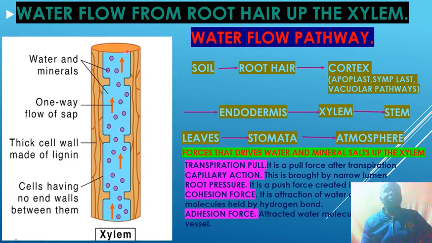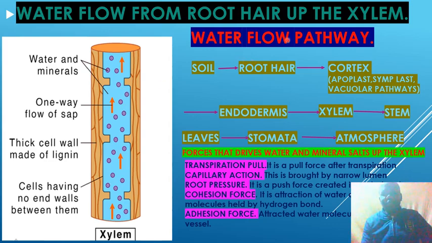But when you check the flowing of the sap, we'll be moving in a two-way flow system for the sap. Then you can check the thick cell wall made up of lignin. This outer wall is made up of lignin. Then the outer section is the cell wall, which will be made up of cellulose. So cells have no end walls between the xylem. You can check here. We are speaking about being always continuous, and that's why water will be flowing continuously.